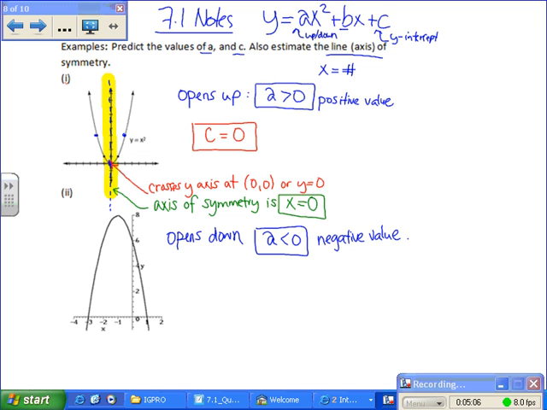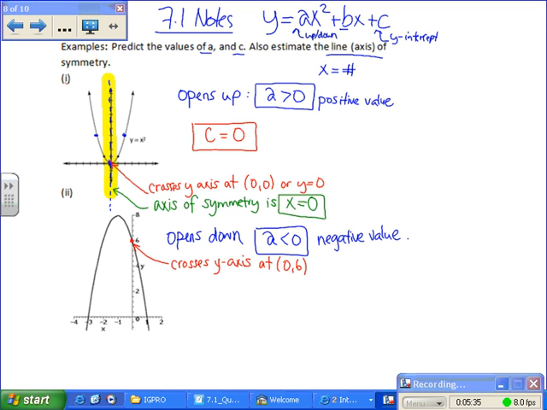Okay, let's have a look and see, where does this parabola cross the y-axis? Well, if I look, I see that it crosses the y-axis right here. So it crosses the y-axis at, well, what's the point? That's the point (0, 6). In other words, it crosses where y is equal to 6.